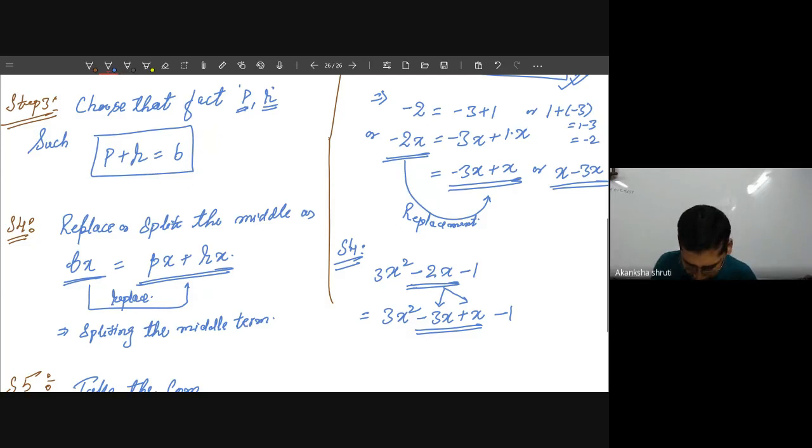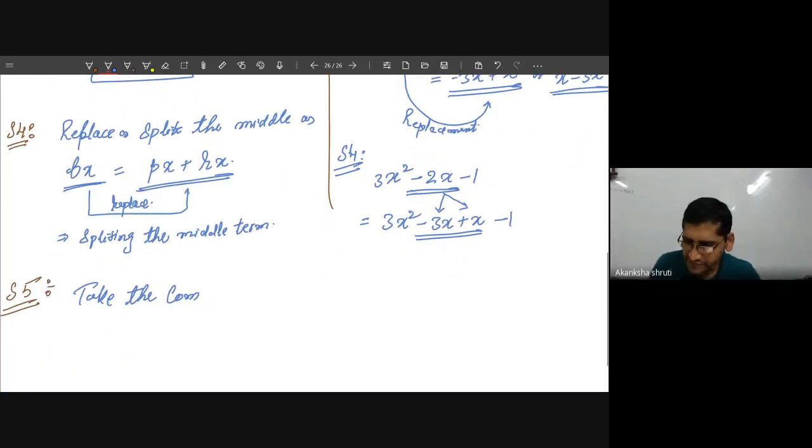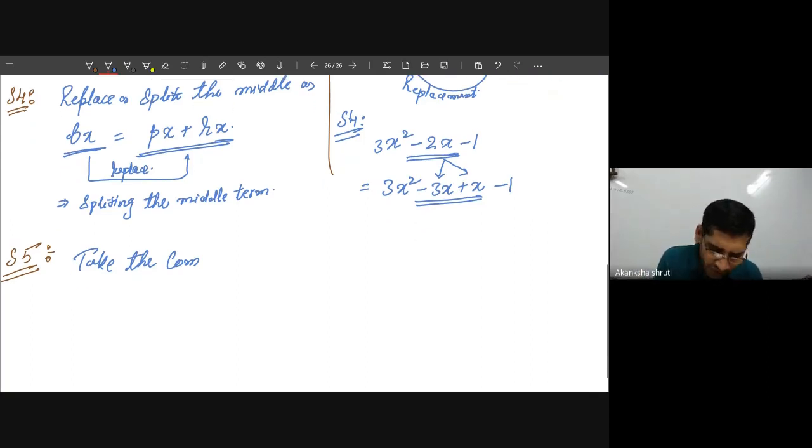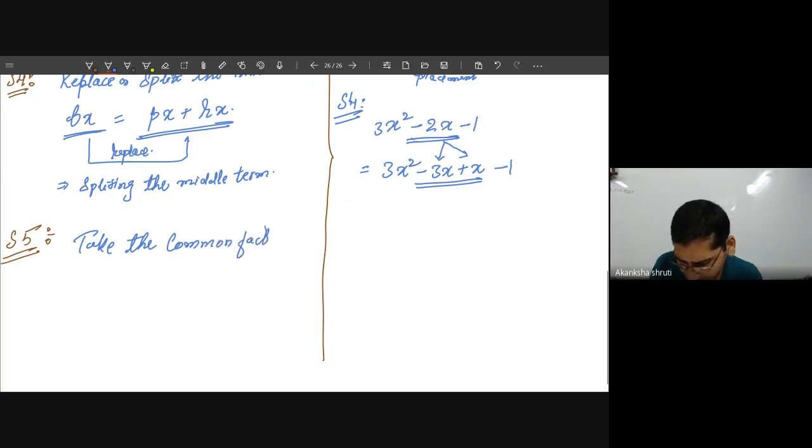हाँ लक्षणा, अभी आपको समझ में आया? हाँ sir. Okay. So this sign is very important. So we have to take the sign. Now step number 5 tells that while this quadratic polynomial gets converted into the 4 terms, you have to take whatever is common in the first 2 terms. So take the common factors.